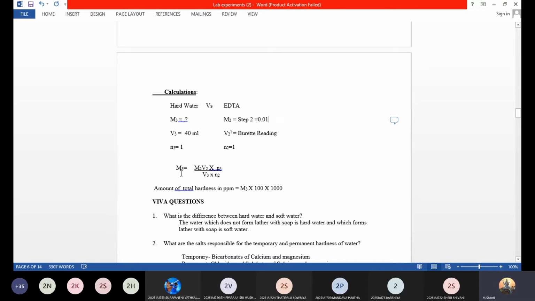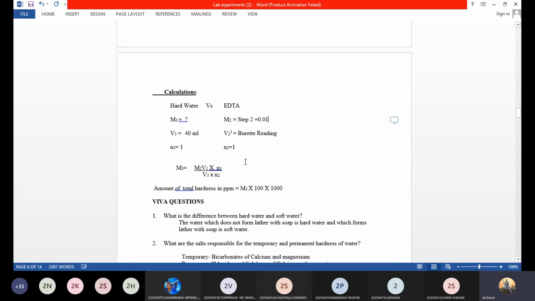And what is it that you are going to calculate now? M2 is given to you already. I have written here, from the step 2 values, M2 is 0.01. V2 prime, you already know, is 25. In this case, we were just talking about one example, so don't substitute 25 here. You have to substitute only after doing the titration in the lab. When you come to the lab, you will be doing your experiment and noting down your own reading. Don't copy 25 there, because 25 is not a common number. Have you understood what I am trying to tell you?